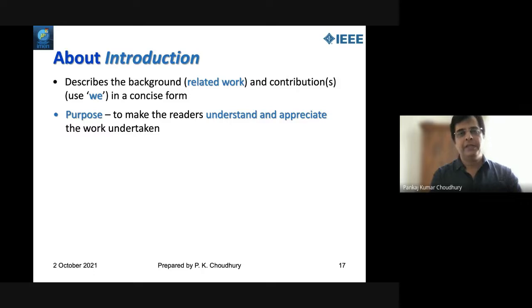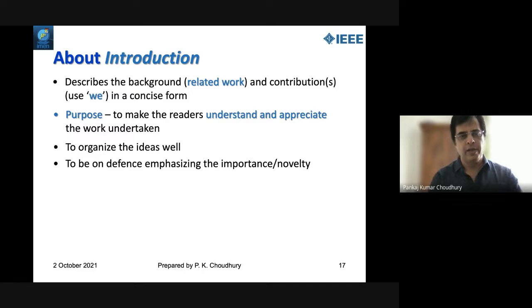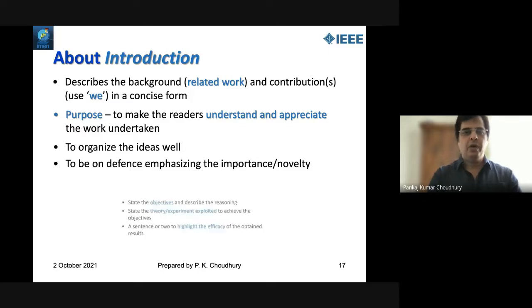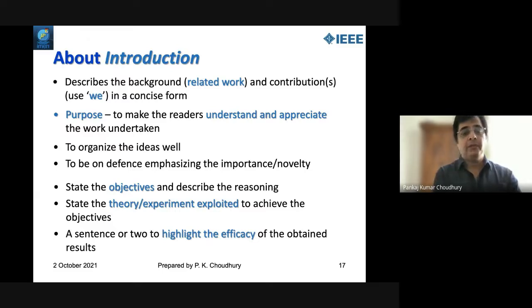Okay, so basically the purpose is to make the readers understand and appreciate the work undertaken. That is the purpose of the introduction. So organize the ideas well, be on defense, emphasizing the importance and novelty, okay? The readers must think that they will read the text. You must organize the ideas in a way so that the readers feel they should go on reading the text fully. So that is the soul of the paper, okay? Be on defense, emphasizing the importance and the novelty of the work, state the objectives and describe the reasoning, theory and experiment. All these are to be mentioned in a very short form, okay? You must describe the problem. You must mention why the problem is interesting, okay?